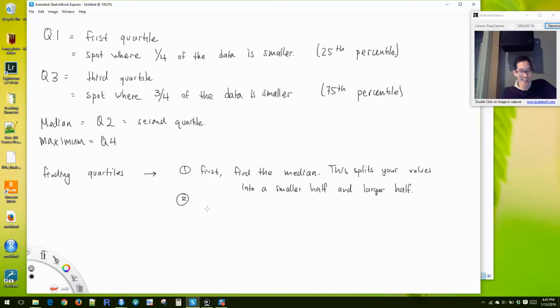You have the smaller half being the values that are less than the median. You guys know what I'm talking about, okay? And then basically you take each half and split that in half again, so you're finding the median of each half. Find the quote-unquote median of each half, and that will be your quartiles, okay?